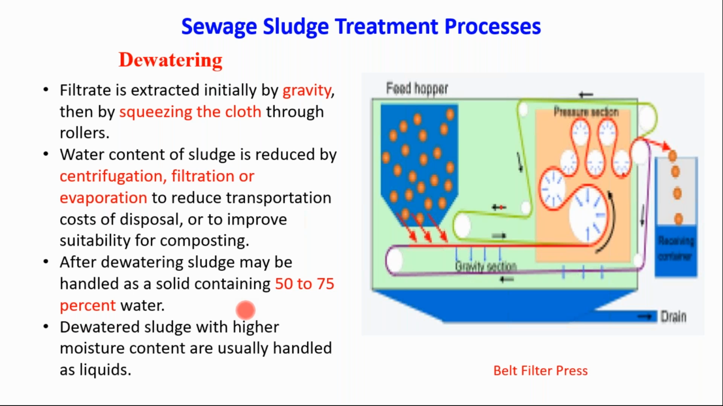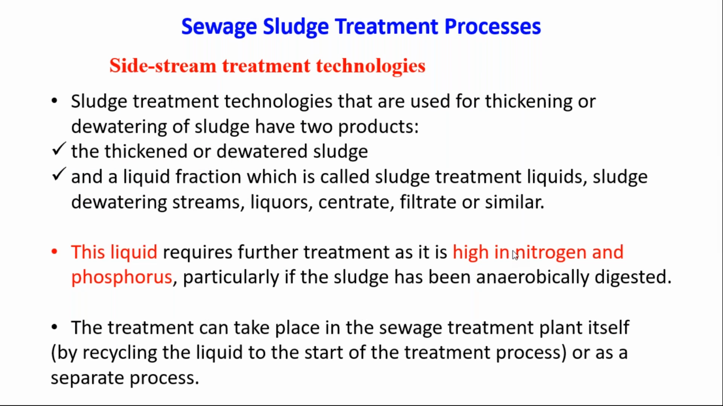So these solid contents are removed in this second stage, that is the dewatering technique, and then it is sent to the next stage. The side streams from this dewatering technique may be in terms of sludge, or may be in terms of liquid. If it is a liquid part, then it may require further treatment, because in the liquid sewage the nitrogen and phosphorus part is more.